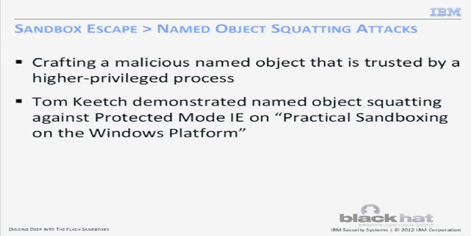Second method for a sandbox escape is via name object squatting. This method involves a process creating a malicious name object, which is trusted by a higher privilege process. The malicious process then sends data by writing to the malicious name object. The behavior of the higher privilege process can be controlled.